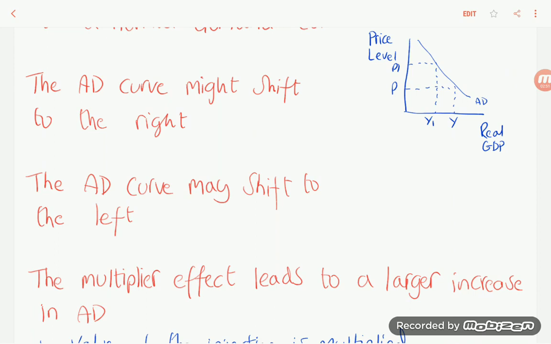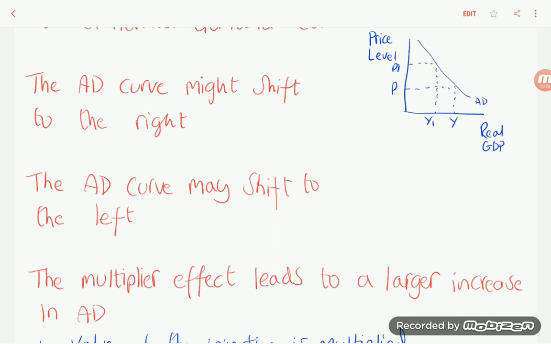An AD curve can also shift to the left. An AD curve will shift to the left if there's a fall in consumption, investment, government spending, or net exports that hasn't been caused by a change in the price level. An example? Well, a rise in interest rates will lead to a reduction in consumer spending because people will choose to save more. High interest rates also lead to a reduction in investment because borrowing the money to invest becomes more expensive. Both of these factors lead to a reduction in aggregate demand, and aggregate demand would shift to the left.